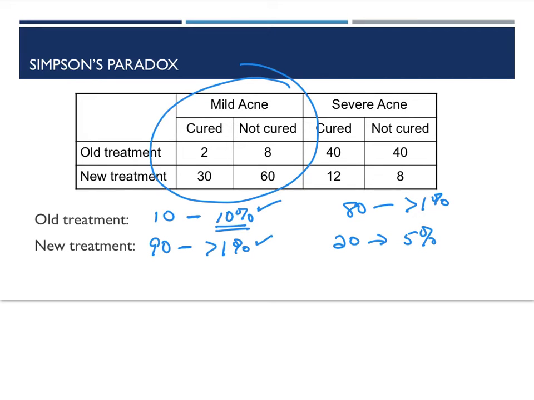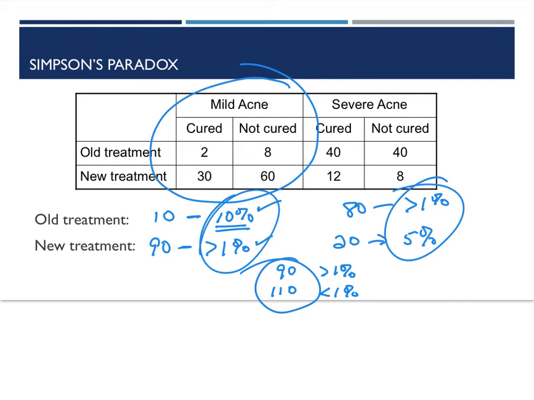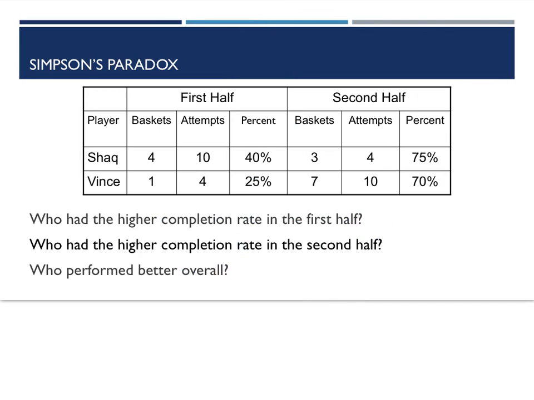Now, what happens when we look overall? Overall, in one group we had 90 for the old treatment, and we had 110 for the new. These sample sizes are not the same amount, but they are a lot closer. These people are going to count a little bit more than 1%. These are going to count a little bit less, but it's not 4 or 5 or 10 times the amount. So it's the overall results in this case that are actually the most telling.